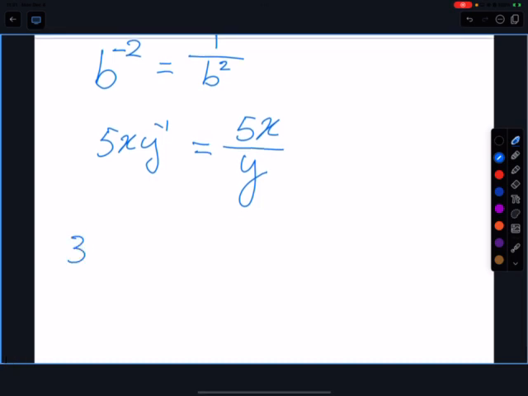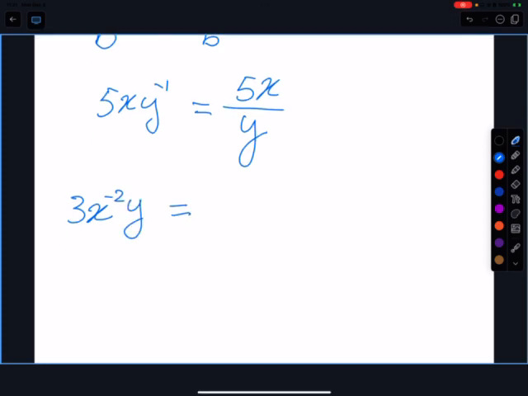So if I give you 3x to the power of minus 2, y, rewrite it differently. If I give you x squared, y to the power of minus 3, z, rewrite this in a different way.